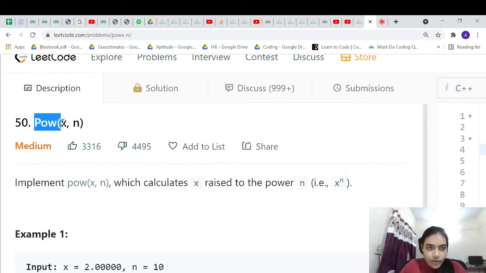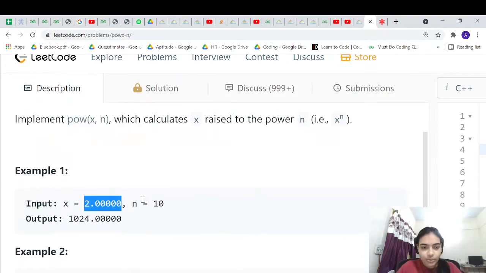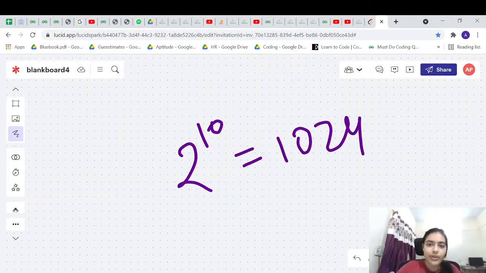Okay, so suppose you have to find x power n. You have to find a number power n. Let's say x is equal to 2. You have to find 2 power 10. That is 1024, right? 2 power 10 is 1024. Okay.